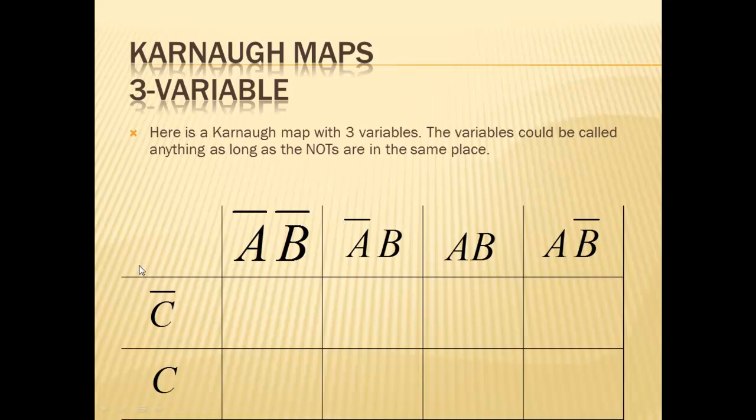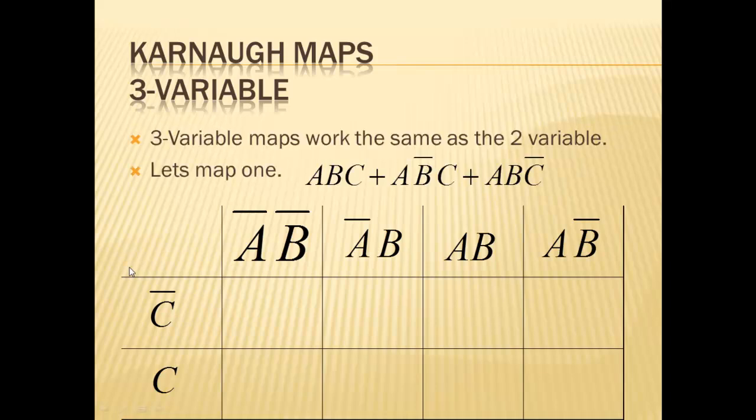So let's look at an example of how to map these. So for the 3 variable ones, it's just like we did the other one. We just figure out where these intersect at and draw 1. So the very first one is A, B, C. Well, here's AB, and here's C. So A, B, and C intersect in that box right there. A, B naught, C intersect right here. And then A, B, C naught intersects right here.